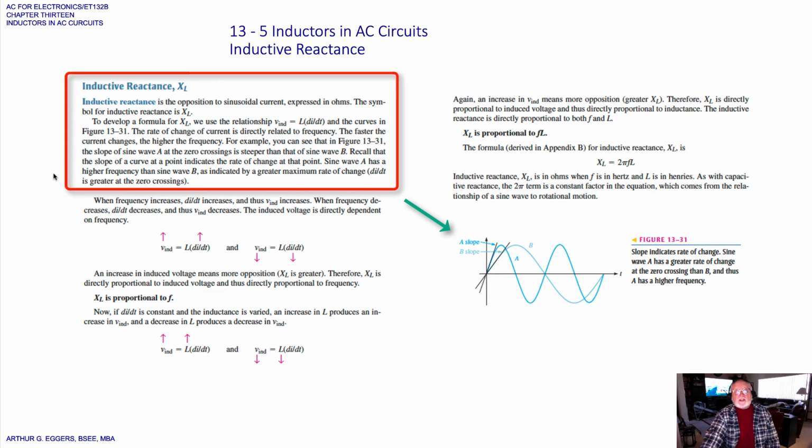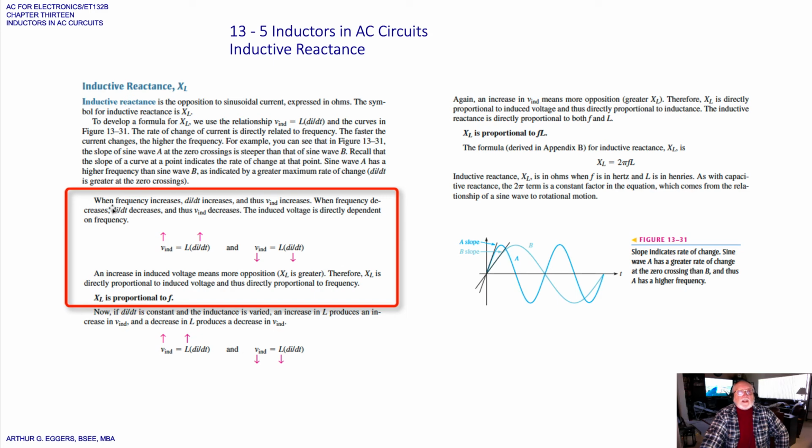Okay, so just like in our fundamental understanding of the slope in math, now we apply it in electronics to an inductive circuit. Recall that the slope of a curve at a point indicates the rate of change. Sine wave A has a higher frequency than sine wave B, and again, we can see that by inspection. Okay, we've got two complete cycles to one complete cycle of B.